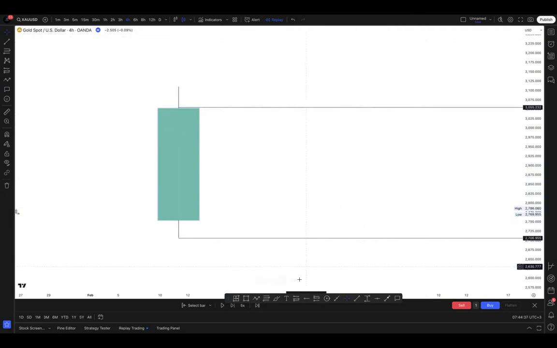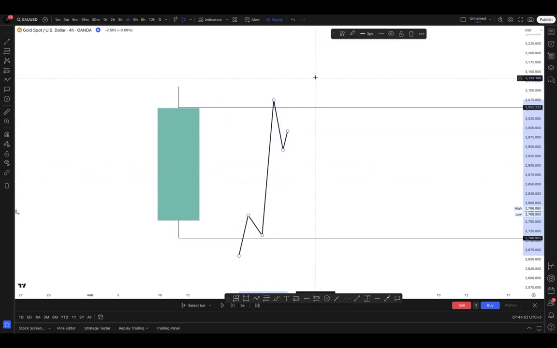Sometimes you can have these types of structures in H1 also. Whereby this candle maybe, okay, the H1 came, went high, okay, maybe started to go down. Sorry, let me do this.